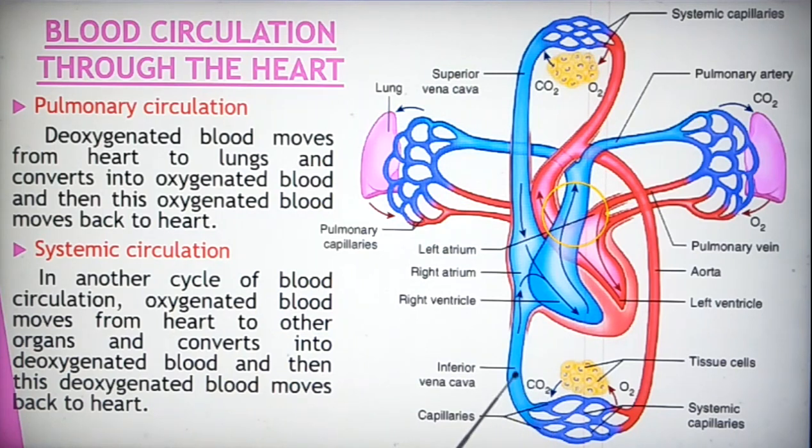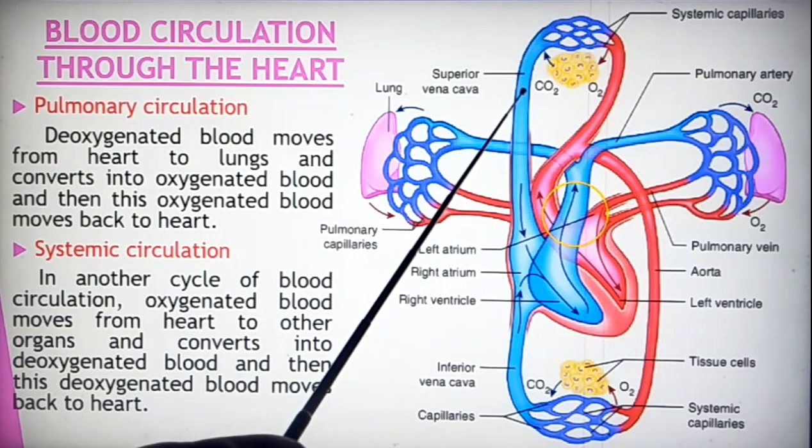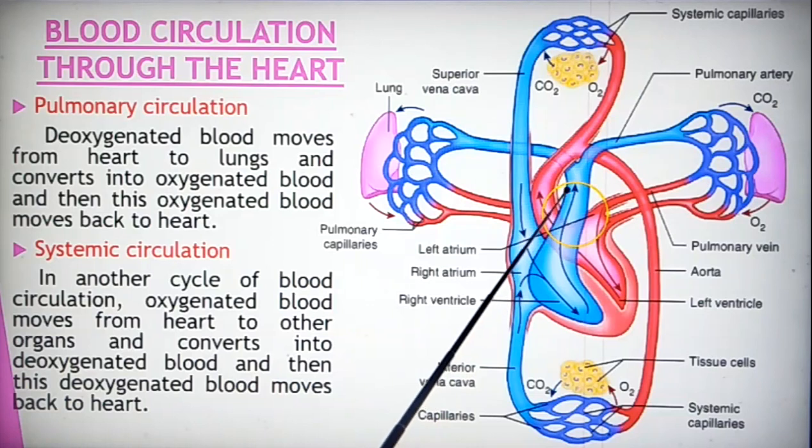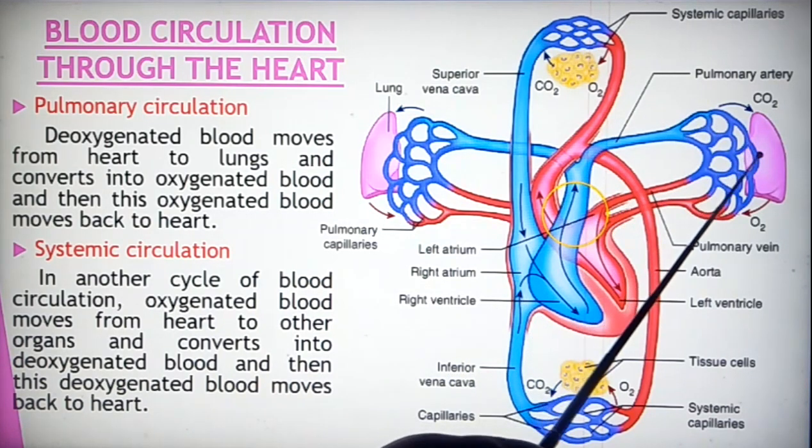Here, the inferior vena cava comes from the lower part, and this is the upper part, the superior vena cava. From both sides, the blood is carried to the right atrium. When the right atrium becomes full, the blood reaches the right ventricle. When the right ventricle becomes full, what will happen? Through the pulmonary artery, it is carried to the lungs.